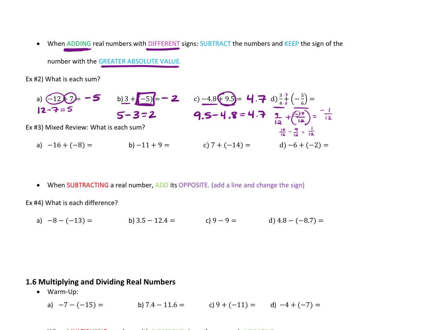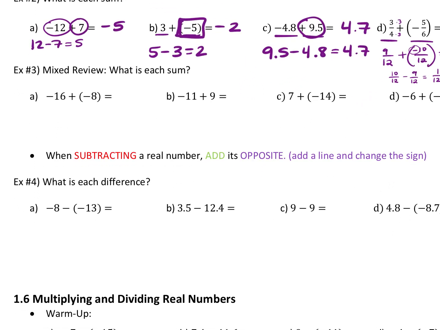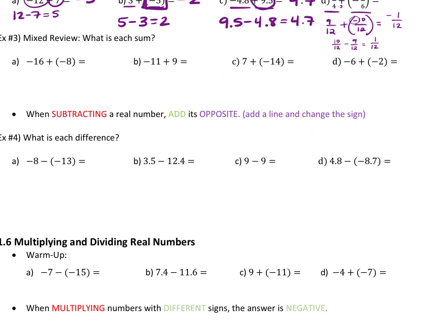Because now it's like the other ones, it was all one or all the other, right? So you have 4 questions here. Negative 16 plus negative 8, negative 11 plus 9, 7 plus negative 14, negative 6 plus negative 2. Try those. Don't plug them into your calculator, okay? I want to know that you understand the concept. What are you doing? What do you get from those? Example 3. A, B, C, and D.